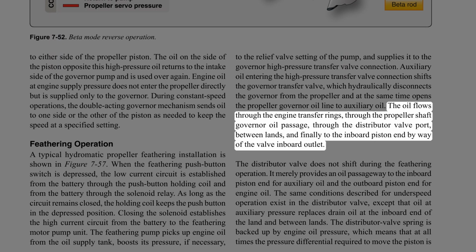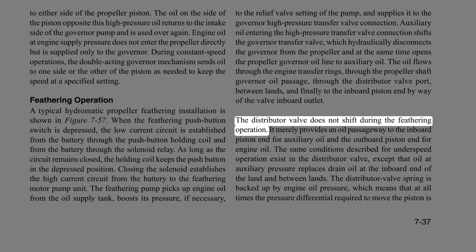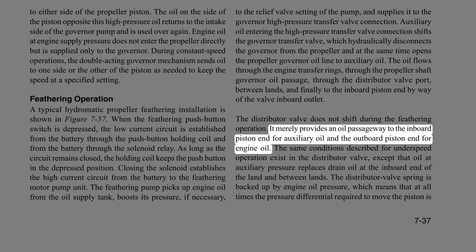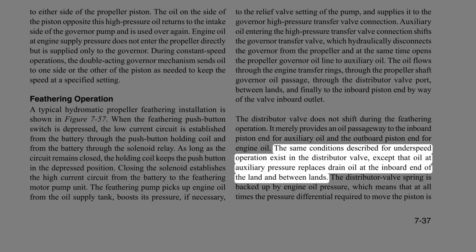The oil flows through the engine transfer rings, through the propeller shaft governor oil passage, through the distributor valve port, between lands, and finally to the inboard piston end by way of the valve inboard outlet. The distributor valve does not shift during the feathering operation. It merely provides an oil passageway to the inboard piston end for auxiliary oil and the outboard piston end for engine oil. The same conditions described for underspeed operation exist in the distributor valve, except that oil at auxiliary pressure replaces drain oil at the inboard end of the land and between lands.